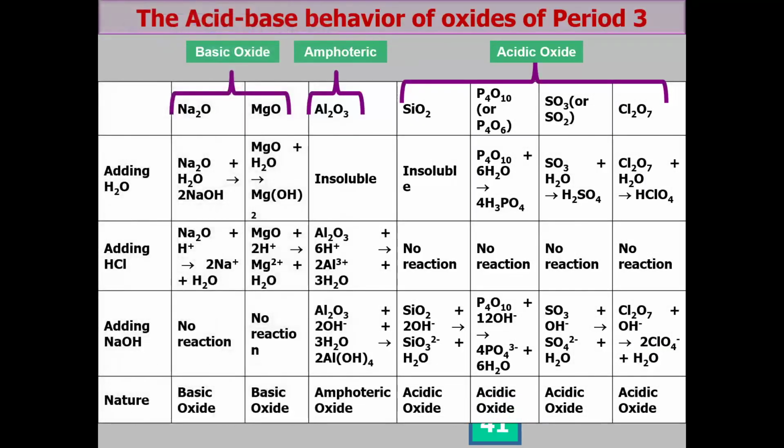Dah jauh pula. So untuk basic oxide, okay, basic oxide sebabkan dia basic, dia suka react, dia suka lawan dengan acid lah, acidic hydrochloric acid. So dia boleh react and produce sodium ion, and untuk magnesium dia produce magnesium ion lah.